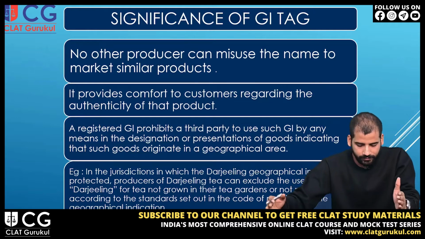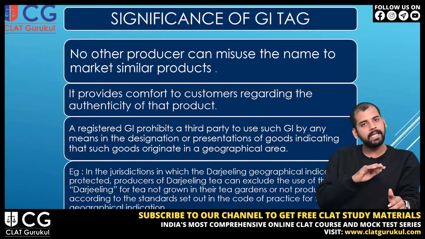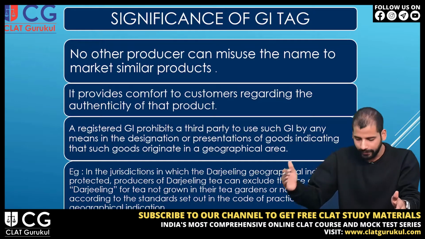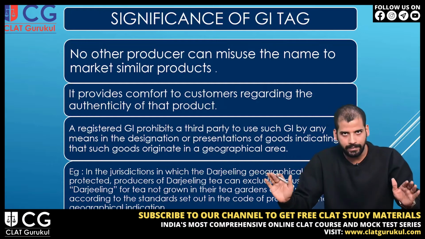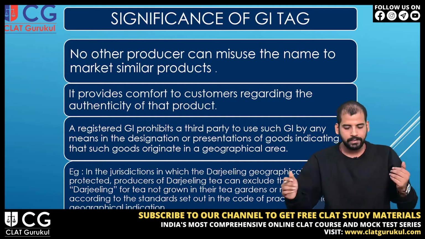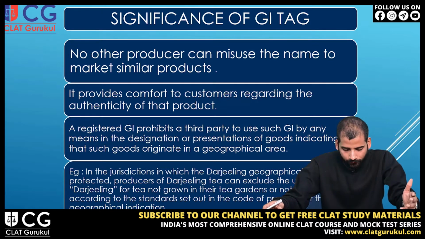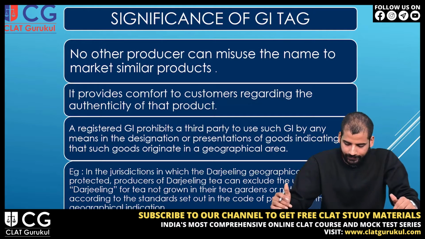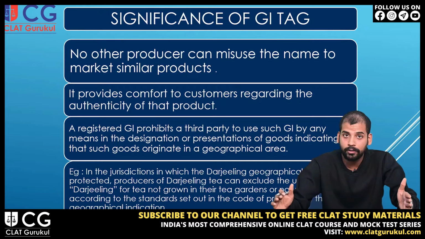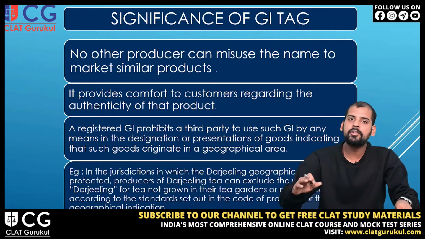Next is a registered GI prohibits a third party to use such GI by any means in the designation or presentation of goods, indicating that such goods originate in a geographical area. For example, another example is in the jurisdictions in which the Darjeeling geographical indication is protected, producers of Darjeeling tea can exclude the use of the term Darjeeling for tea not grown in their tea gardens or not produced according to the standards set out in the code of practice for the geographical indication.